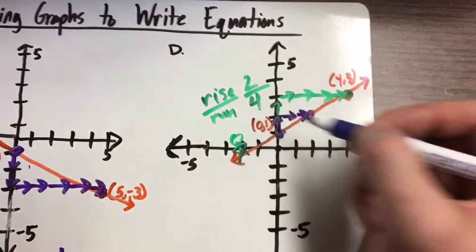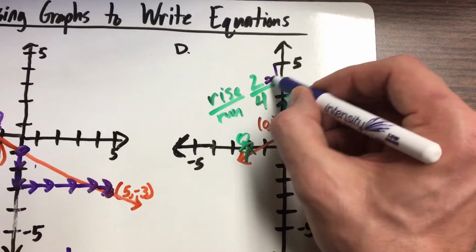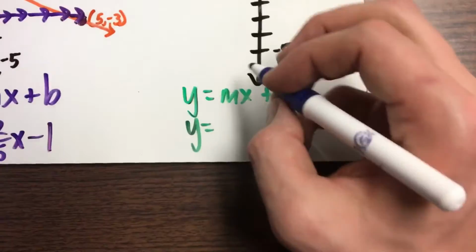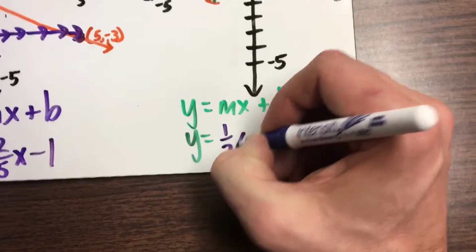And isn't that the same thing, right? If I reduce 2 over 4, I get 1/2. So it really didn't matter which points I picked. 2 over 4 reduces to 1/2. Whoops, I said I was going to go to green.